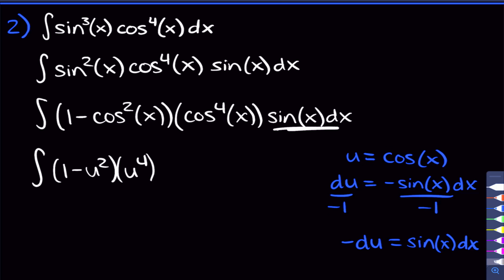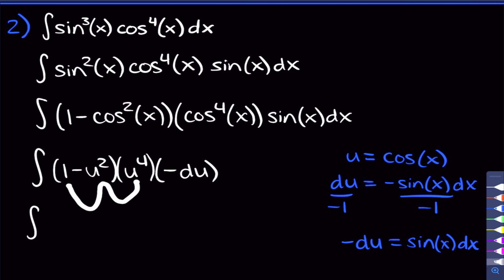So substituting for that sine of x dx, we write negative du. Okay, so now let's clean some things up here before we integrate. First off, we can multiply that u to the fourth through. And if you really want to be clever about this, when you substitute in that negative for the du, instead of putting that negative on the du, put that negative on the u to the fourth, and then multiply that negative u to the fourth through to the 1 and the negative u squared.